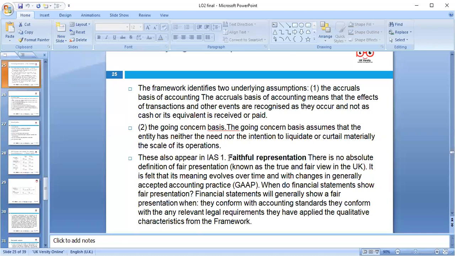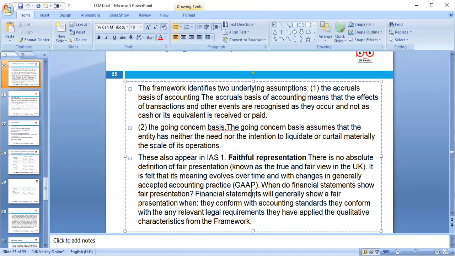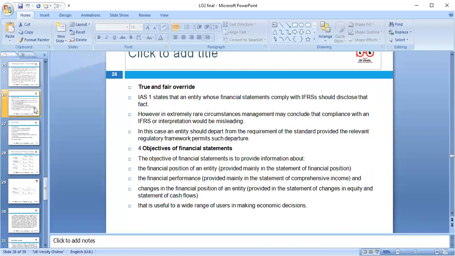Always we need faithful representation: complete, neutral, free from error. That is what faithful representation means. We can't be 100%, but we look within the law, within the parameters, according to our intention, not to make any hidden things. We give true and fair information according to the conceptual framework. True and fair under IFRS means the financial statements disclose the facts and figures, and international financial reporting must not mislead.